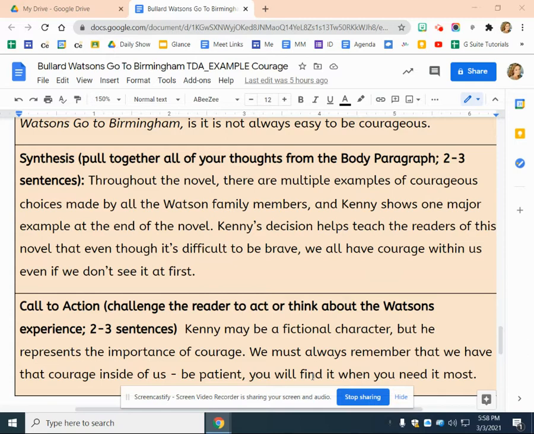So I took those ideas and I generalized it to how Kenny represents all of us. We can all be in really scary situations, but if we dig deep enough, we can find the courage within us. So that's my synthesis. That's my new idea based on what I learned about Kenny in the book.